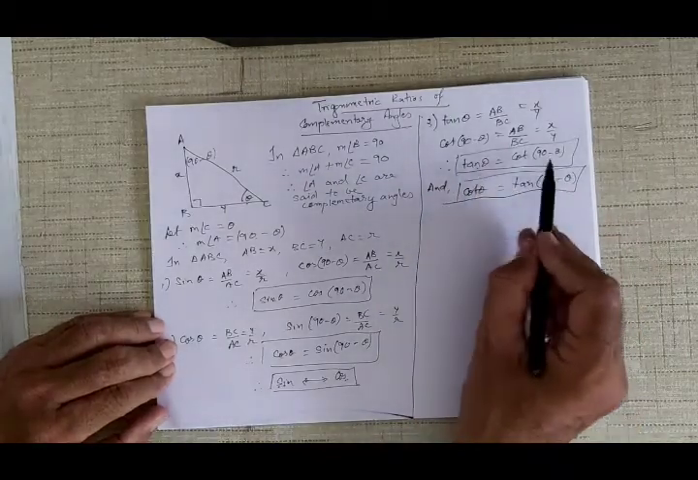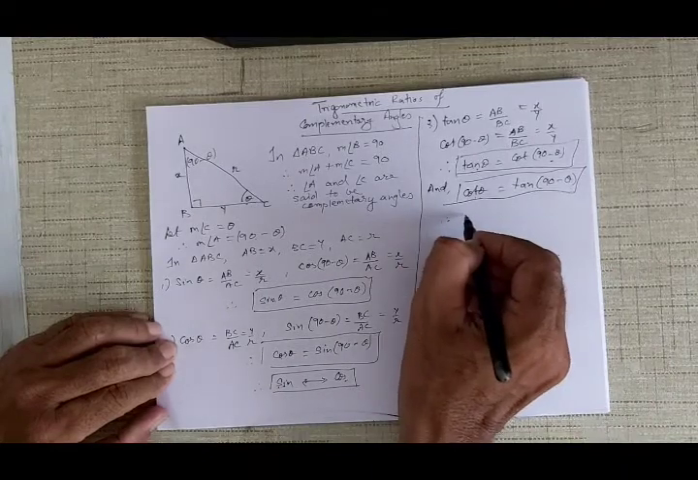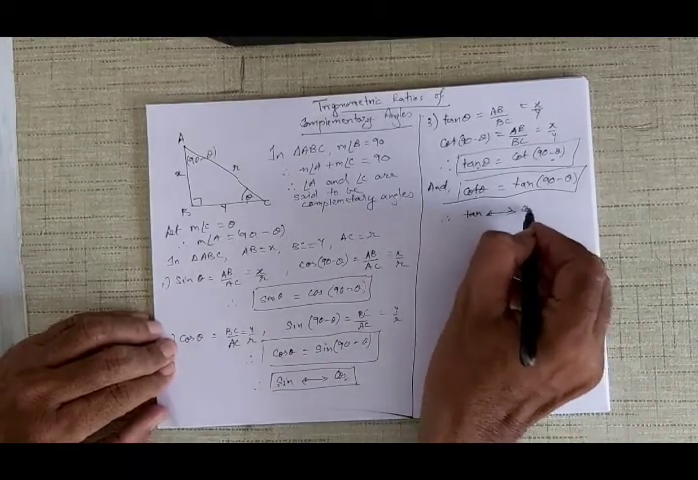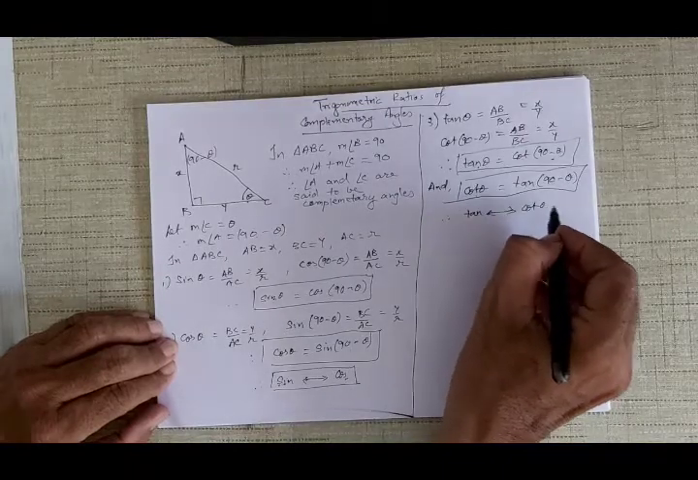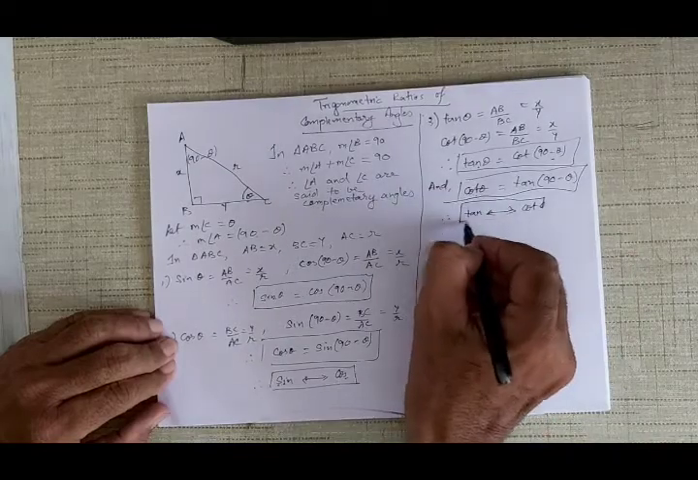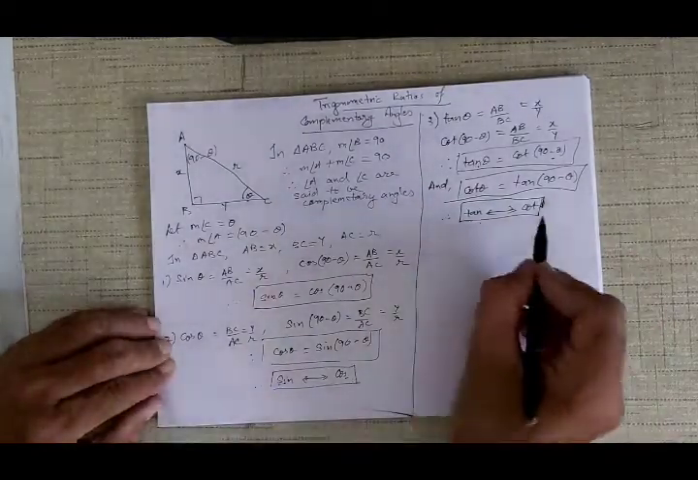So tan theta is cot(90 minus theta), and cot theta is tan(90 minus theta). Therefore, you can say that tan and cot are complementary. Tan theta and cot theta will be complementary. I am just putting this in a block. This way, you have sin and cos, tan and cot.